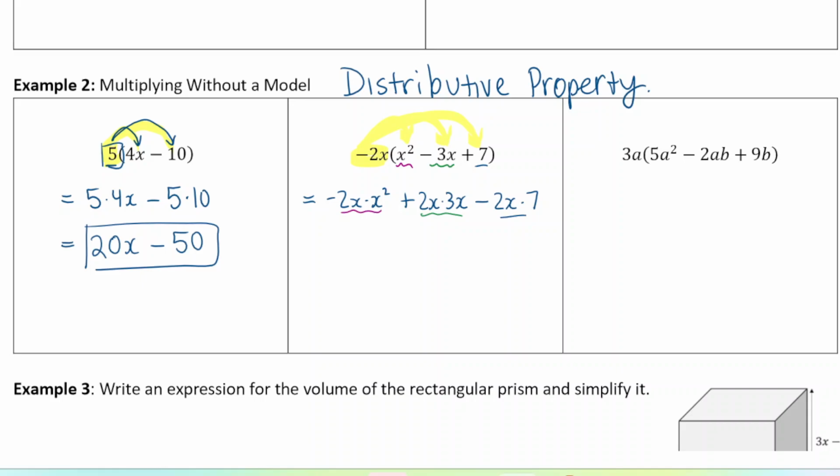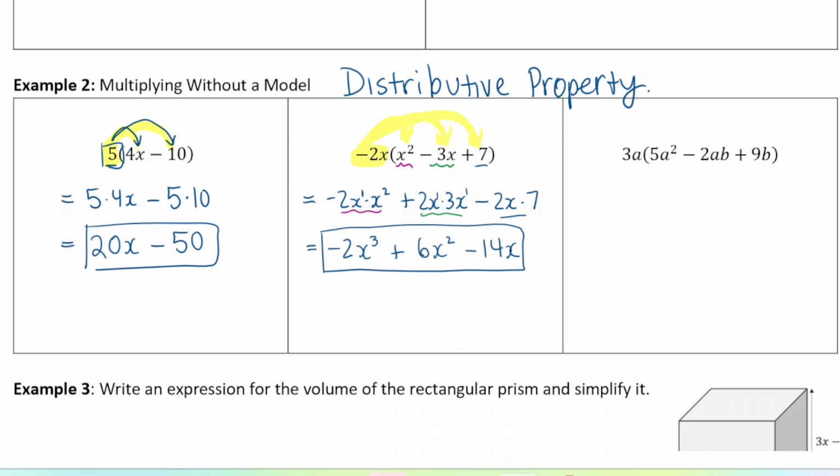Okay, now let's simplify. So here, remember we add the exponents when we're multiplying, so it'll be x cubed. Here, remember we multiply the numbers together, so 2 times 3 is 6. And then x times x is x squared. And then finally, 2 times 7 is 14. If you need to review how to multiply monomials together, go check out my previous lesson where I go over that.